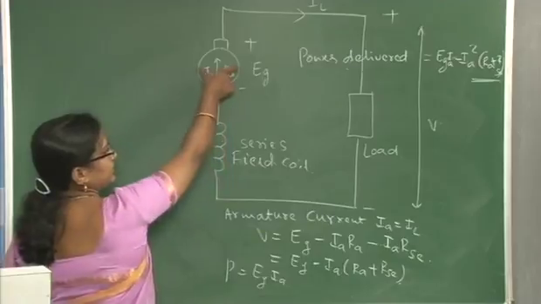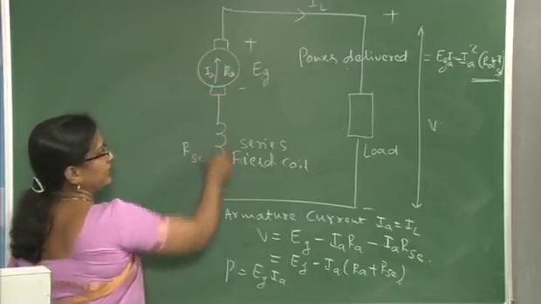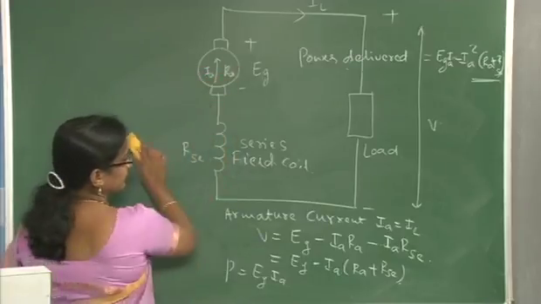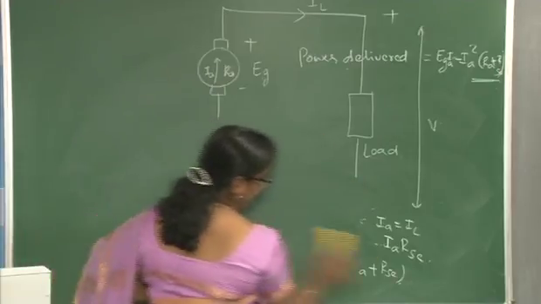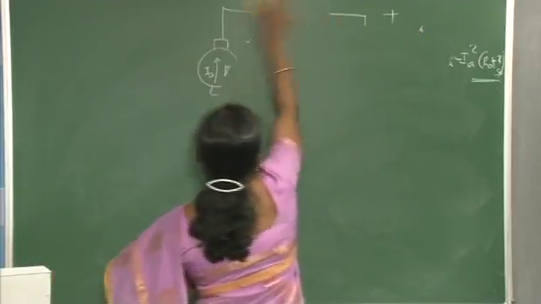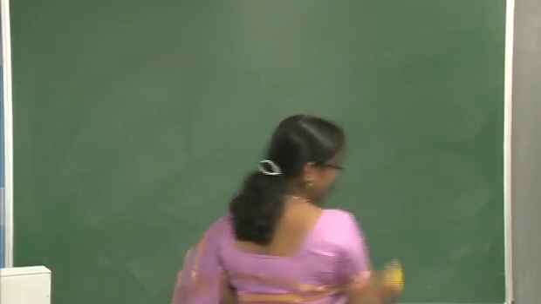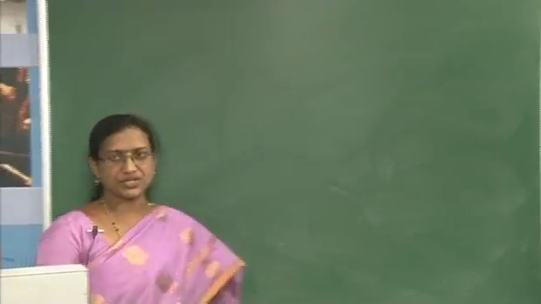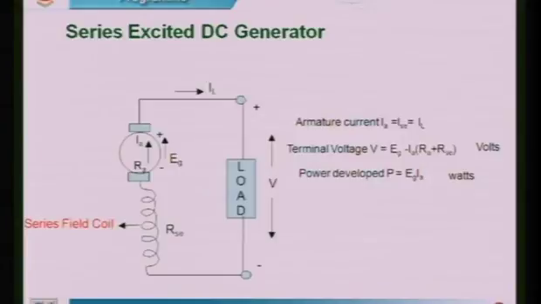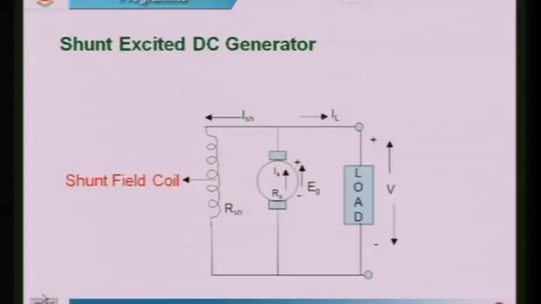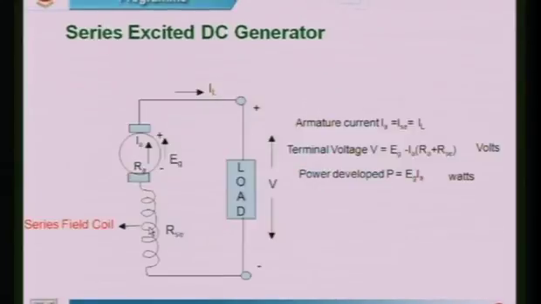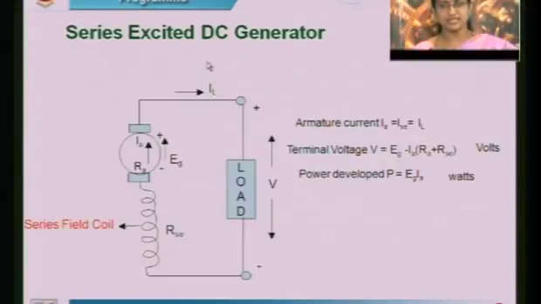This is how you are going to connect the armature and the field coil in series with each other. Now, you have seen the series connection of field winding with respect to armature, and then the parallel connection of field coil with respect to the armature. Since it is connected in parallel, it is shunt excited. Since here it is connected in series, it is series excited.